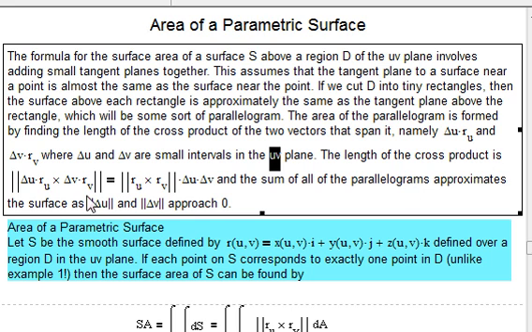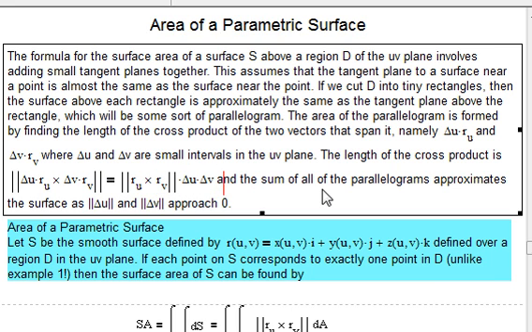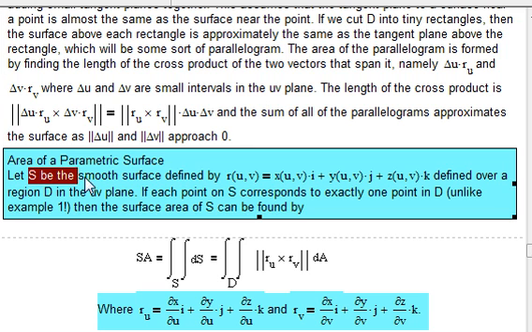Okay. The length of the cross product is this, and that's the length of the partial of r with respect to u cross the partial of r with respect to v, times delta u times delta v, and the sum of all the parallelograms approximates the surface as these pieces approach 0. Those are the pieces that we chopped up the u and v axis into tiny bits like that.